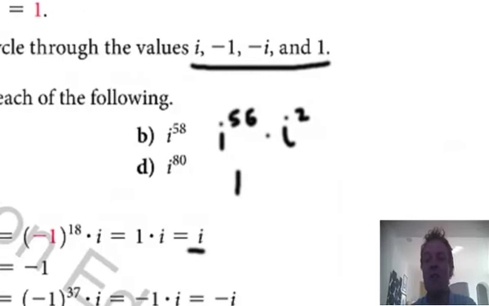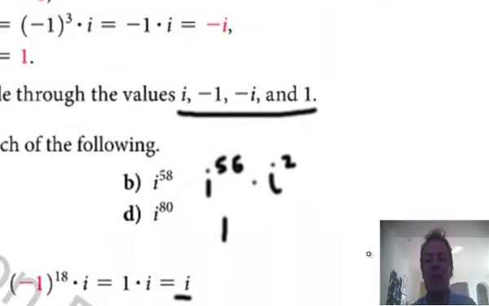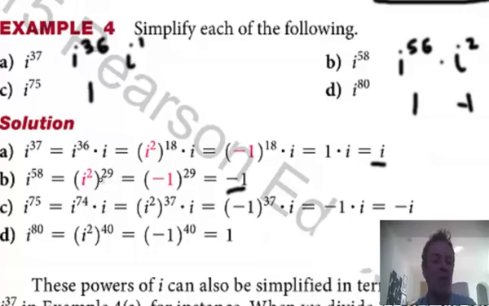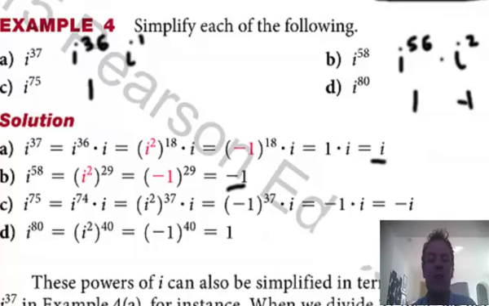i 58, does 4 go into that? I think of it this way, different to what they're doing. Does 4 go into that? No, it doesn't. It goes into, here we go, it's i 56 with an i squared. Okay, i 56, 4 of them go into that, so that's 1. Remember, going back to this statement, i fourth is 1. Okay, i squared is negative 1. 1 times negative 1 is negative 1. They've done it a little bit differently there. Okay, so I'm just thinking of it in terms of i fourths.